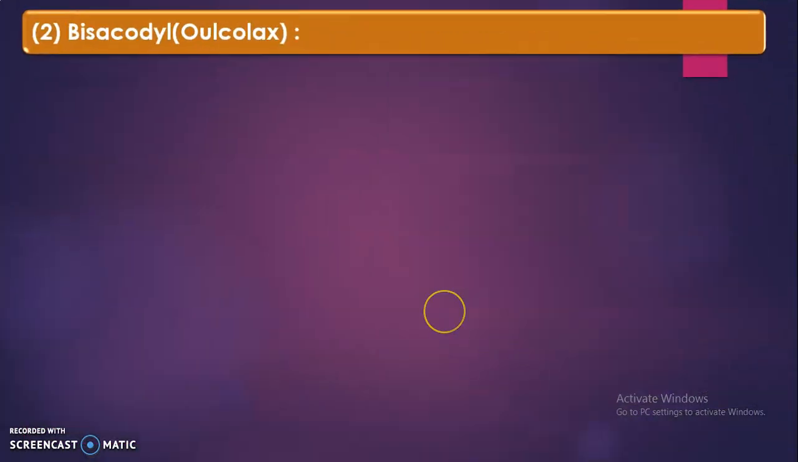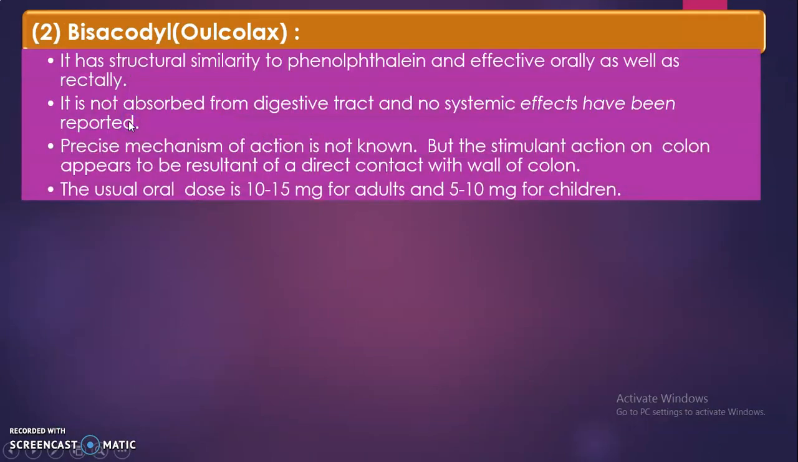Next we see bisacodyl or Dulcolax. It has a structural similarity to phenolphthalein and is effective orally as well as rectally. It is not absorbed from the digestive tract and no systemic effects have been reported.